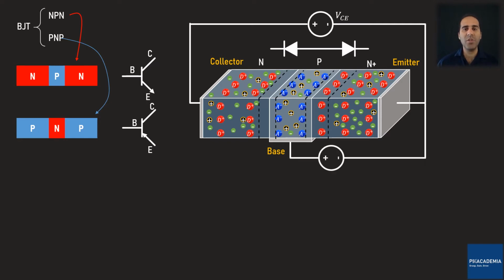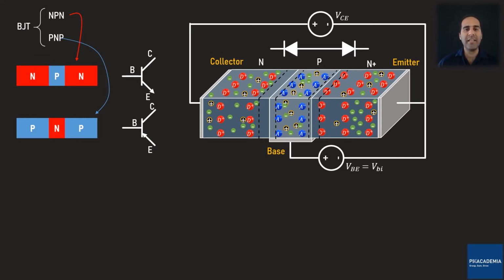Let's connect a DC voltage source between the base and emitter. I call this voltage source V sub BE. At first, V sub BE is 0 and therefore nothing happens. If I increase V sub BE, the barrier potential of the depletion region between the base and emitter gets smaller and smaller. And once V sub BE is equal to the built-in voltage, the base-emitter diode is forward biased. And now electrons from the emitter can diffuse into the base.